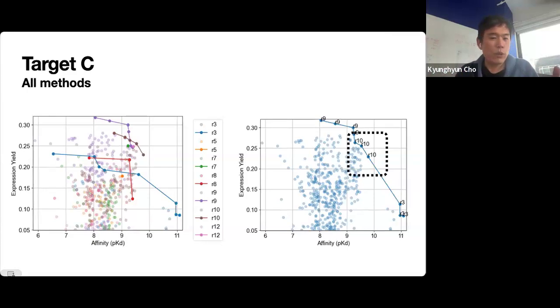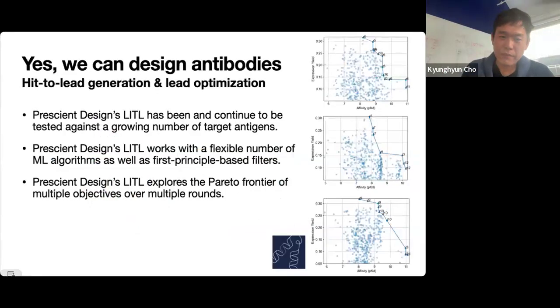Because at the end of the day, no one knows what is the right balance here. The most important thing is a good coverage of the good combinations of different properties. And then you do see that this lab in the loop design process explores this prior frontier over multiple rounds of design and experimentation. So the answer to the question that I asked you is that yes, we can design antibodies. And this part of the design will be called hit-to-lead generation and also the lead optimization.